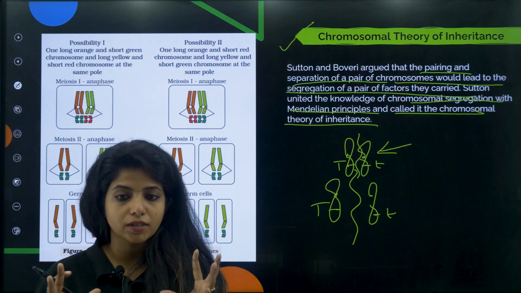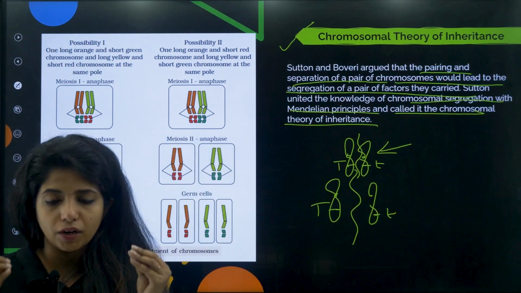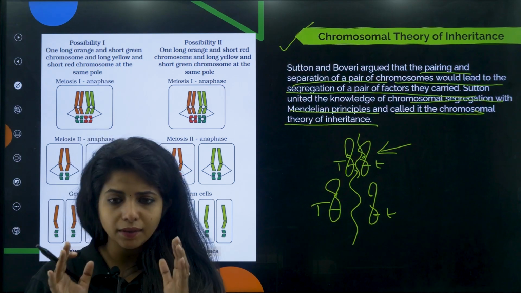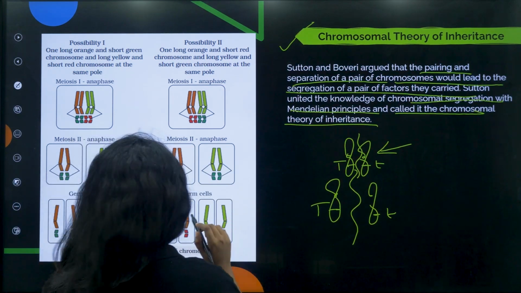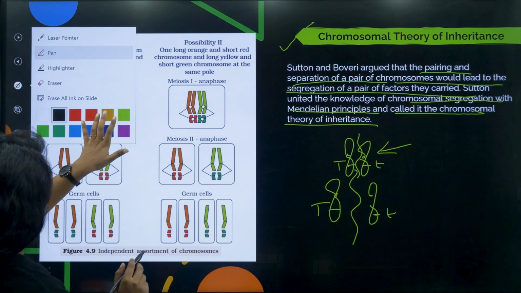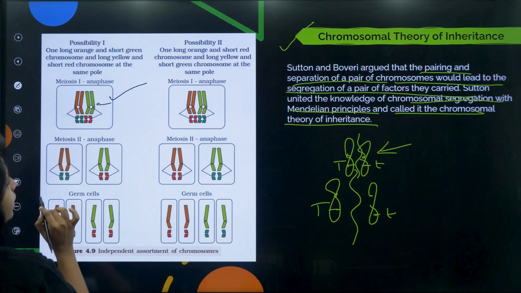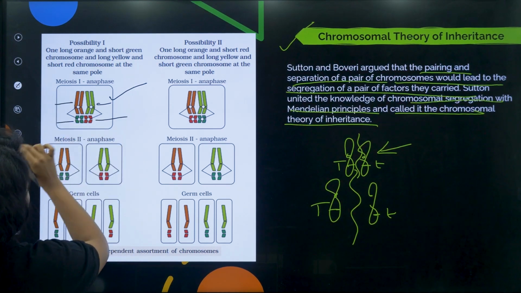I told you previously when we were talking about the law of independent assortment. According to the law of independent assortment, what happens, children? Basically, the chromosomes segregate independently. For example, I have two chromosomes for two characters. Over here, just see this. This is a pair of chromosomes for one character. This is another pair of traits. This is another pair of characters.